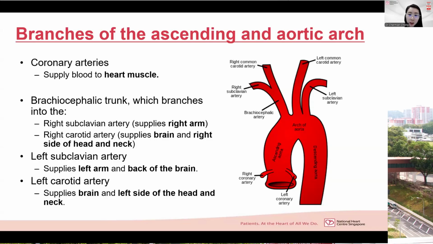The second main branch is the left carotid artery. This supplies the brain, as well as the left side of the head and neck. And then subsequently, we have the left subclavian artery, which supplies the left arm, as well as the back of the brain. So as we can see, the ascending aorta and the arch of the aorta actually supply very critical organs, mainly the heart, your upper limbs, as well as the brain. And any problems with this can actually result in problems with these respective organs.